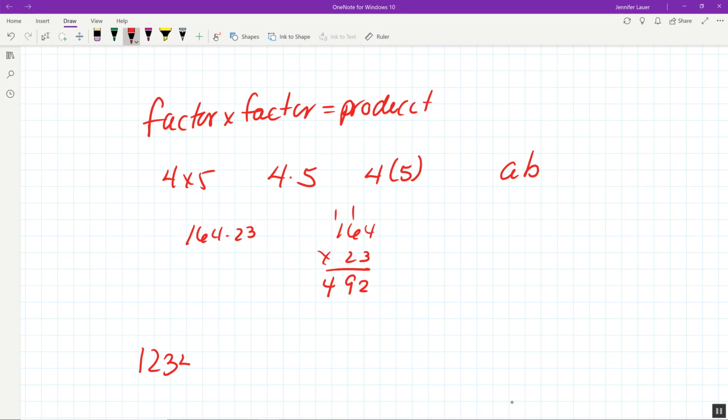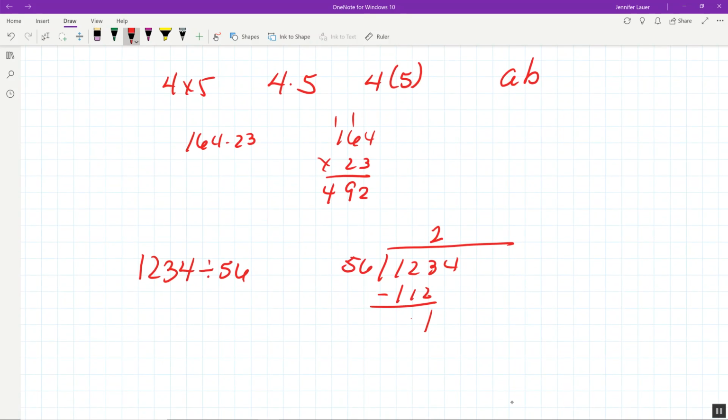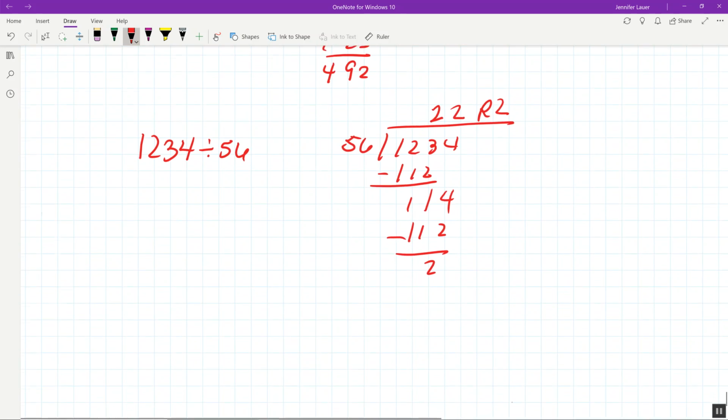So this is 1234 divided by 56. We're going to set it up long. So 56 can't go into 12, so it goes into 123 twice. 2 times 56 is 112. I'm going to subtract. And then I'll bring down the 4, making 114. Again, it's going to go into that twice as well. And this time it's going to have a remainder of 2. So that's one division problem.